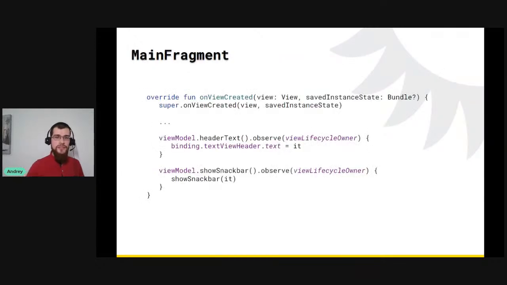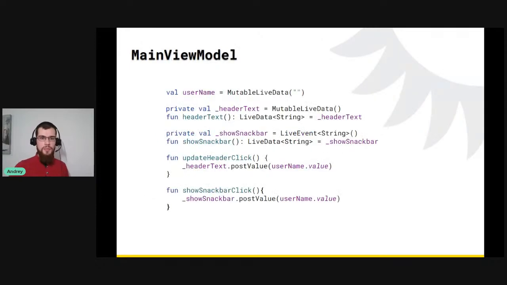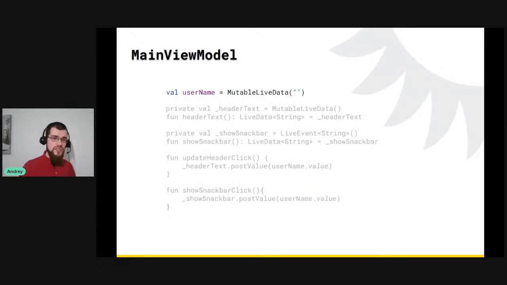Okay, so the main fragment looks really simple. We just subscribe to live datas and do some of our UI things. This is our main view model, and to update this mutable live data, I use data binding because in our application we also use it. So for me, it's very important that state flow is supported.